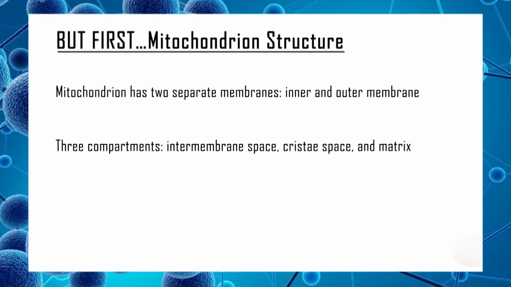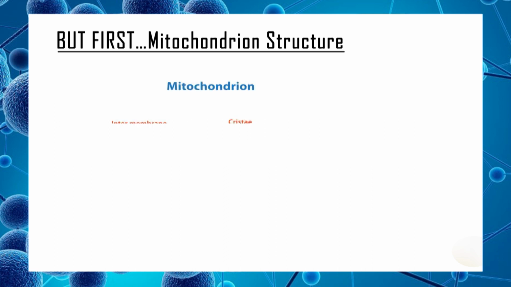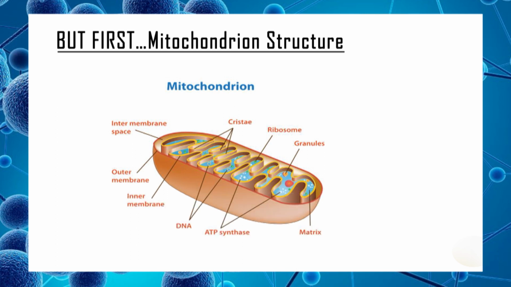Now, we all know the structure of the mitochondria. A mitochondrion has two separate membranes, inner and outer. We have already studied the structure of the mitochondria having three compartments: the intermembrane space, the cristae within it, and the matrix. You can see the cristae here very clearly, and the matrix also.